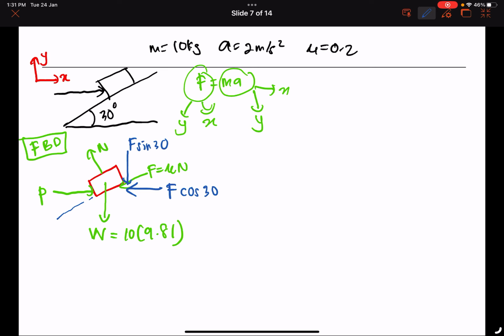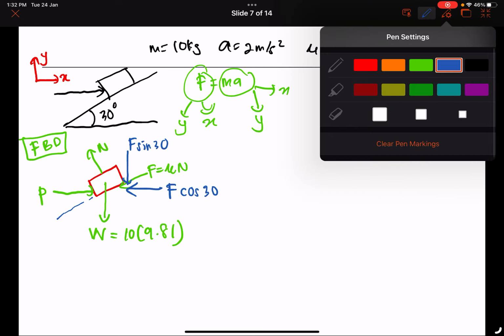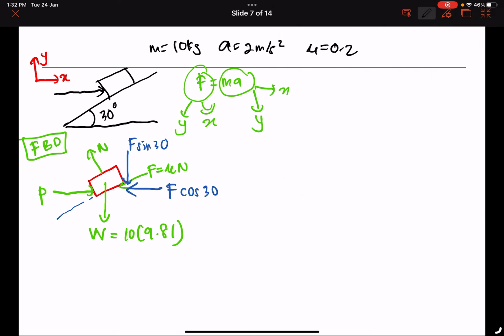And then for this one, I choose another color, maybe what color that we have more. Wow, very limited color. Okay, so this one should be N. So let's say I put it here. This one should be 30. This one should be N cos 30, and this one should be N sin 30.